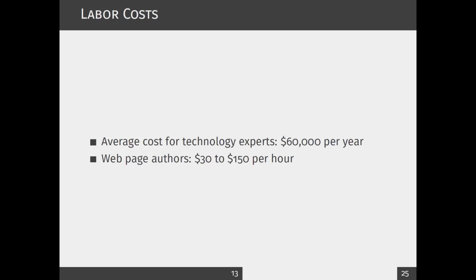The next one, let's focus on the labor cost, because although you have the infrastructure or physical resources, if you don't have laborers who can actually work for you, it's not cheap. According to the book, the average cost for technology experts is about 60,000 per year. And for web pages, they talk about 30 to 150 per hour rates. So these are some designated rates.